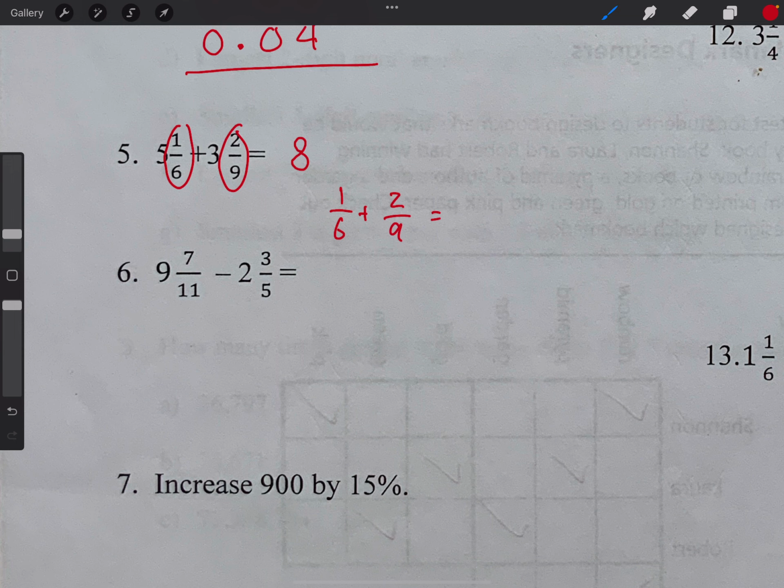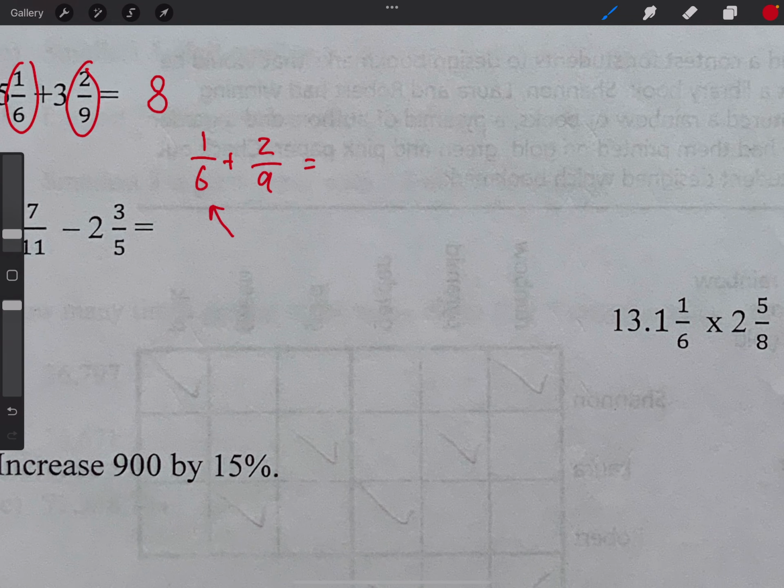Now we want to make them have the same bottom number. The best way to find the lowest common multiple is to look at the 6 and 9, and see which one's larger. Obviously the 9 is larger, and you write the multiples of 9 downwards: 9, 18, 27, 36, 45, just a few, and that's enough. Which one of these can be divided by 6? Well, 36 can be divided by 6, but 18 can also be divided by 6. So we choose the lowest one, 18. So we put 18 on both sides here.